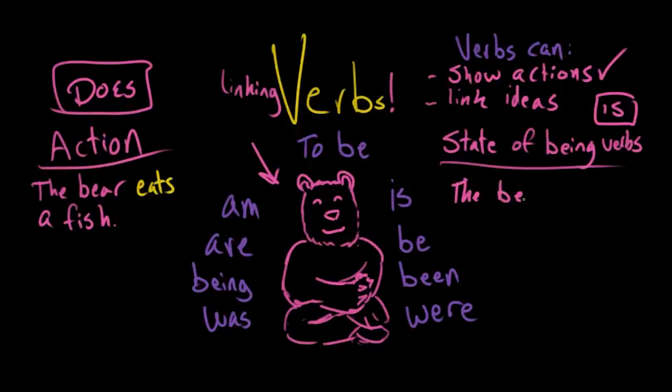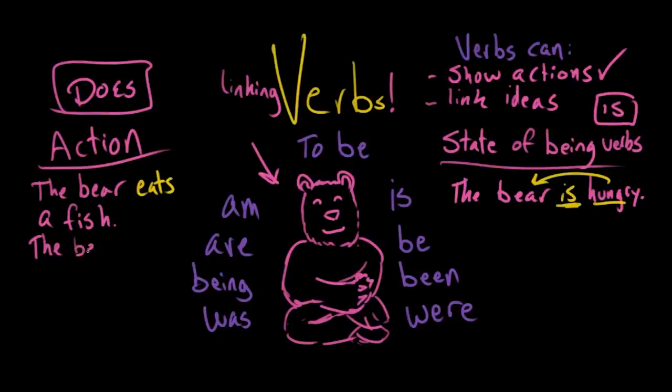The bear is hungry, however, is not something that the bear is doing, it's something that the bear is. So what is doing here is connecting the word hungry to the word bear. It's linking it. Some verbs can be used both ways. They can be used both as actions and as linking verbs, and I'll show you an example of that.